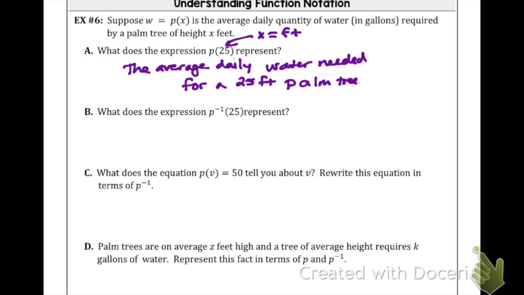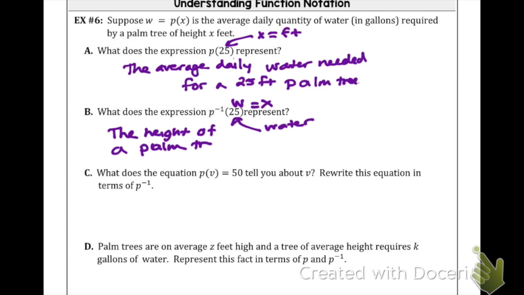If we do the inverse, right, so this now becomes still our water, right? So now this W is going to be equal to our X. So the height of a palm tree, right, because this is going to be equal to whatever X is, and our X represents the height of a palm tree. So the height of a palm tree that requires 25 gallons of water.